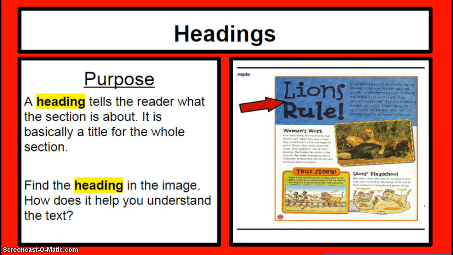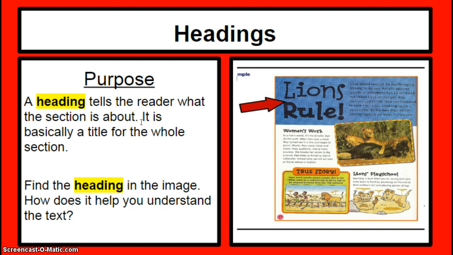A very important text feature, the first one that we'll look at, will kind of head us in the right direction. And of course, that's headings. What's the purpose of a heading? Well, a heading tells the reader what this section is about. It is basically the title for the whole section.